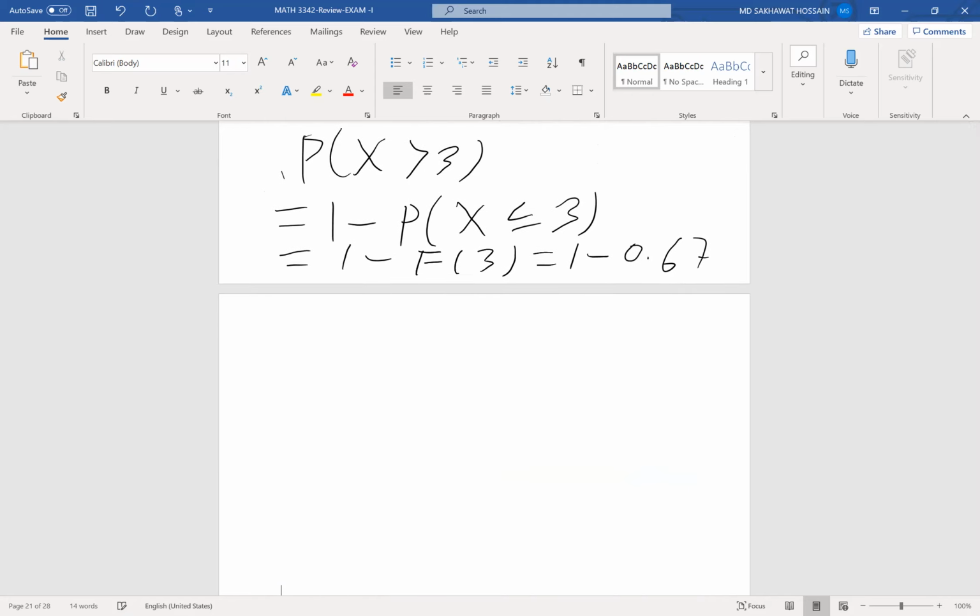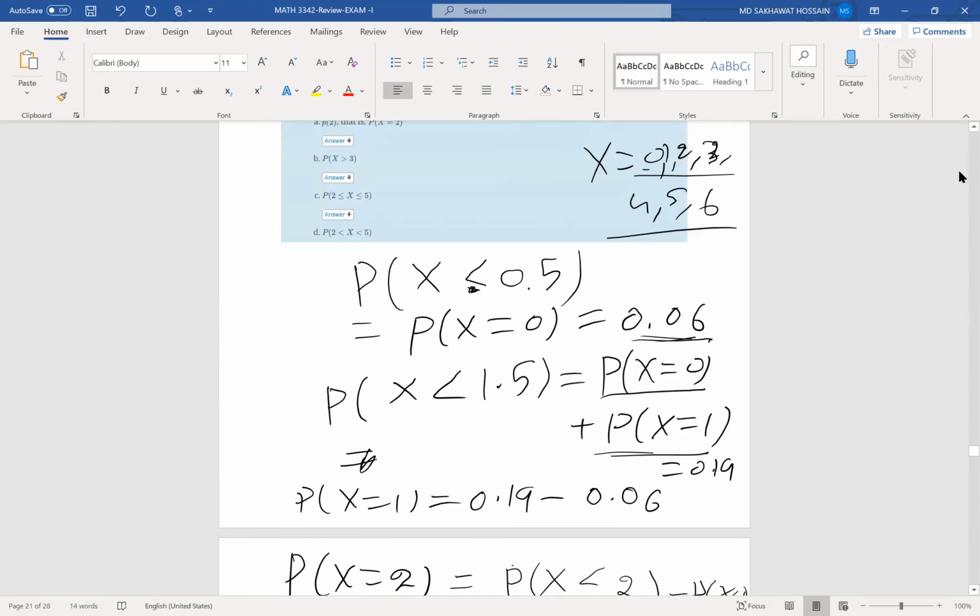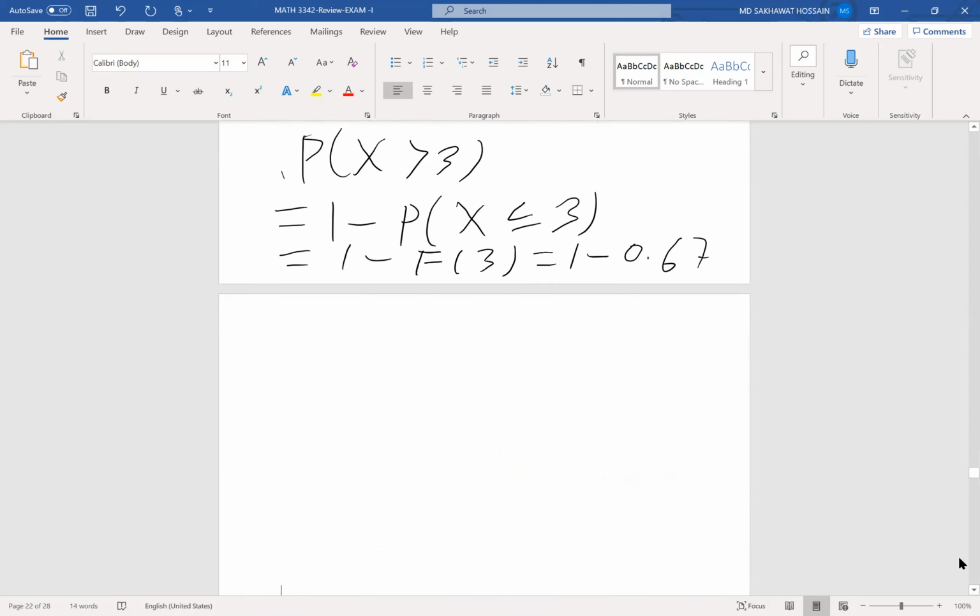And similarly, we can find the probability for part C. Part C is the probability where x is between 2 and 5, inclusive. So this is actually F of 5, that means probability x less than or equal to 5. And we have to find the probability from 2 to 5, so 2 is also included.